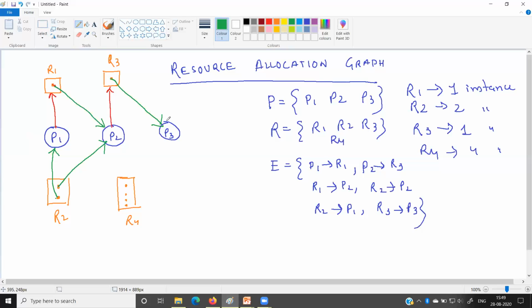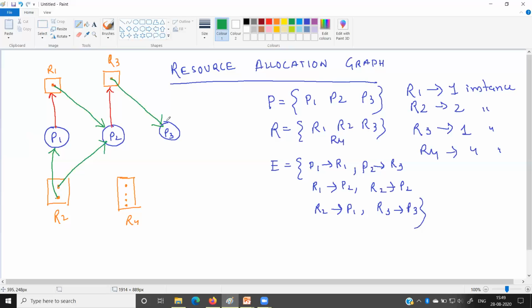Okay. Now in this way, you can see we can draw a graph with the help of a set of vertices and edges. And this graph is called the resource allocation graph. Now by observing this resource allocation graph, we can say whether the deadlock is present for this particular scenario or not.